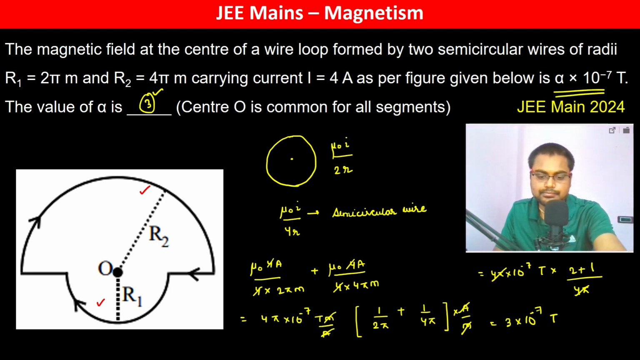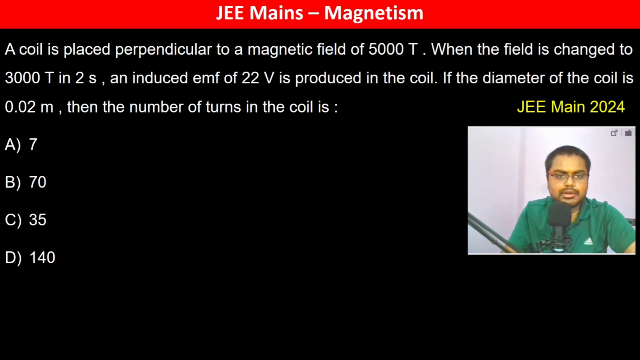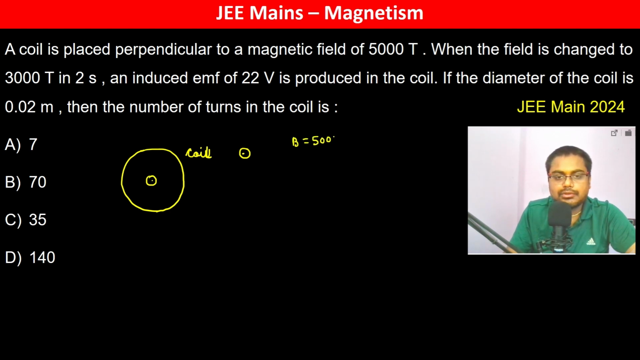A coil is placed perpendicular to a magnetic field of 5000 Tesla. So this is the coil and this is perpendicular to the magnetic field. And the magnetic field is how much? 5000 Tesla. So when the field is changed to 3000 Tesla in 2 seconds, find the induced EMF.